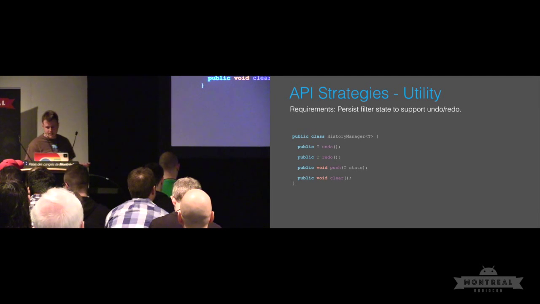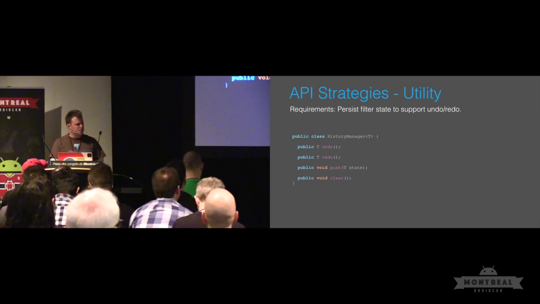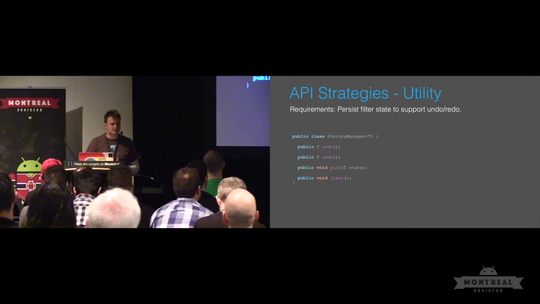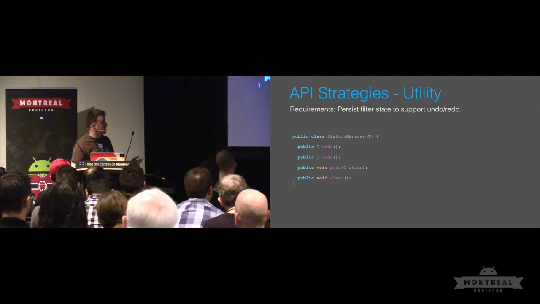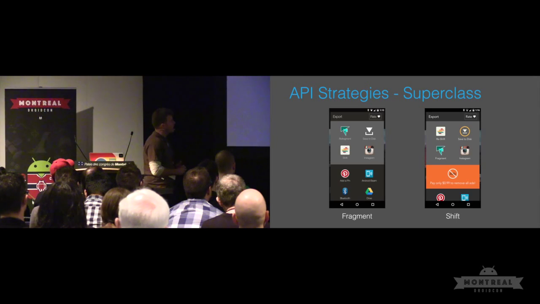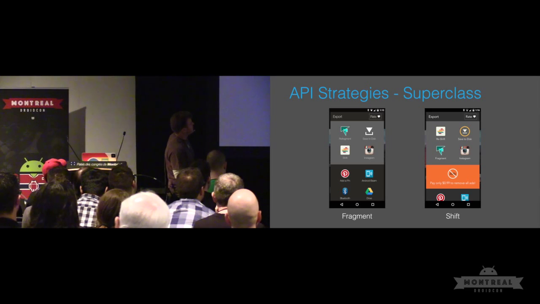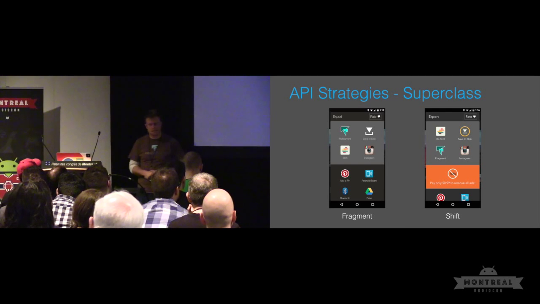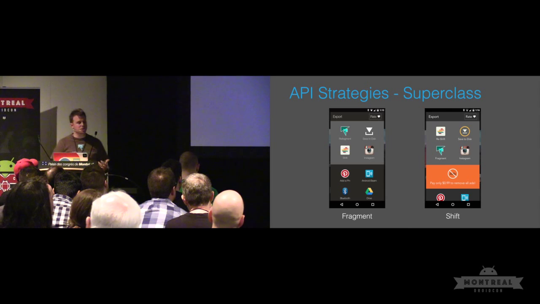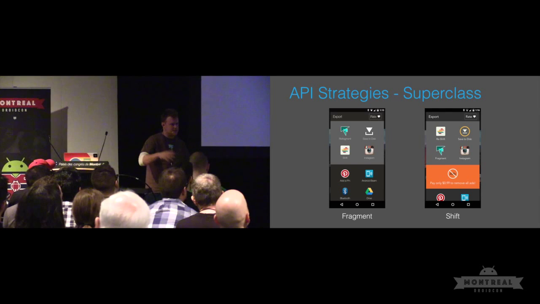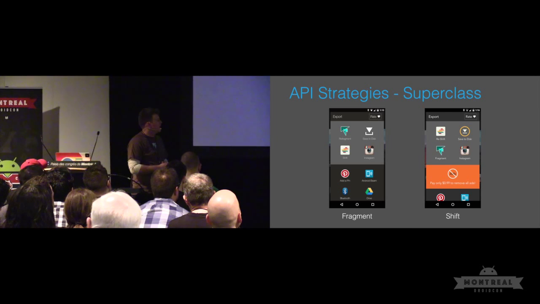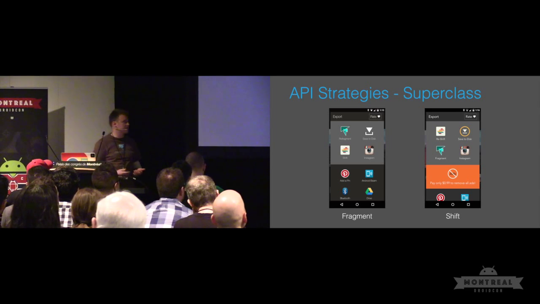This works really well for utility classes, but when we're talking about UI classes, something that needs to present a UI, there are some different approaches. One of them that I like to call the superclass approach. This is the washed out export screen in both Fragment and Shift. You can see they're very similar, and you might think that is just a launch intent for the same activity here, but there are some subtle differences that involve custom business logic.